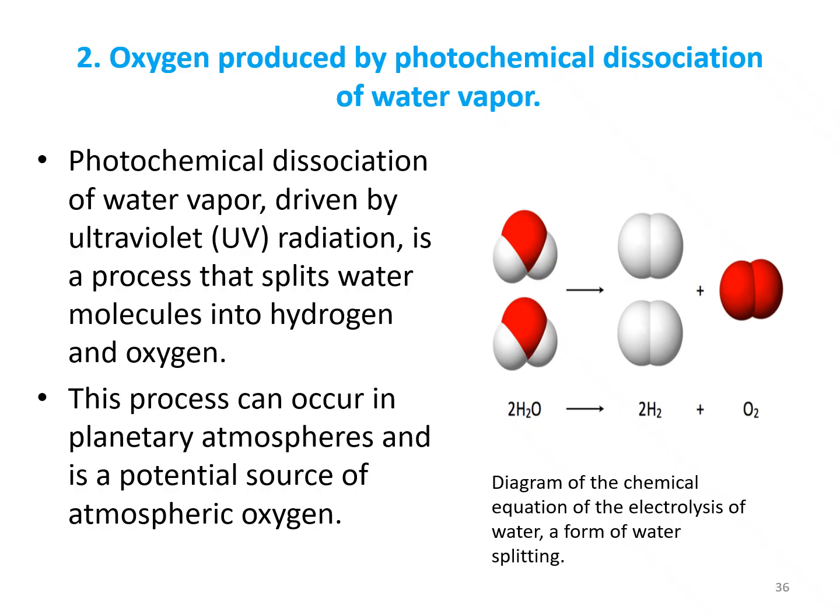How has oxygen been produced by photochemical dissociation of water vapor? Photochemical dissociation of water vapor, which is driven by ultraviolet radiation, is a process that splits water molecules into hydrogen and oxygen. This process occurs in planetary atmospheres, and it is a potential source of atmospheric oxygen. So the oxygen is produced by photochemical dissociation of water vapor.